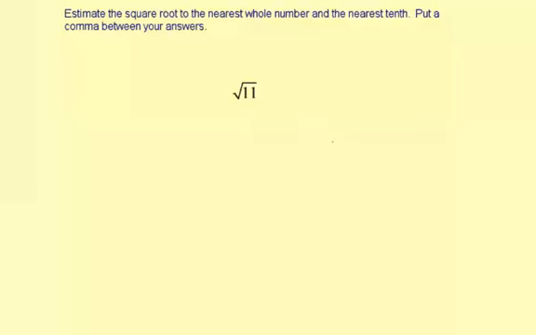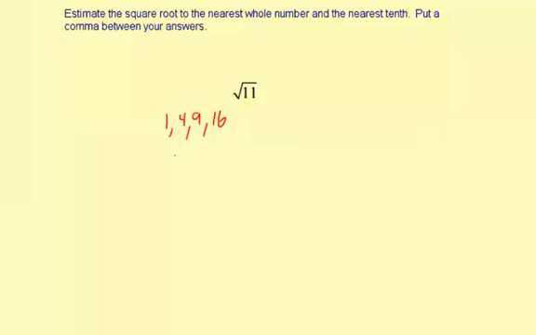Estimate the square root to the nearest whole number and the nearest tenth. Put a comma between your answers. So here you have square root 11. And what we're going to do first is list the perfect squares. So 1, 4, 9, 16. And 11 is between 9 and 16, so we need to stop right here.